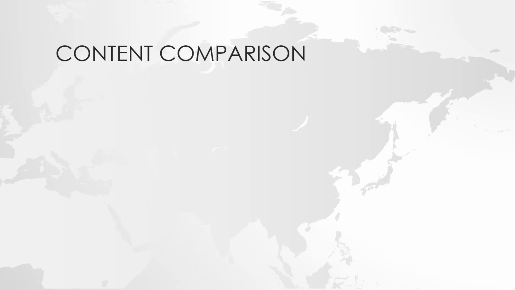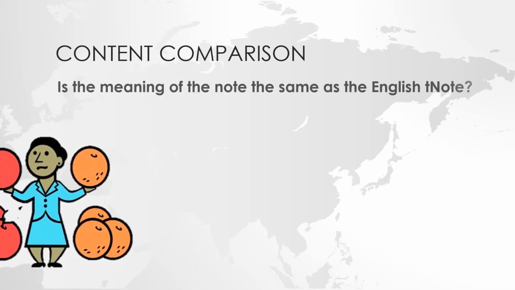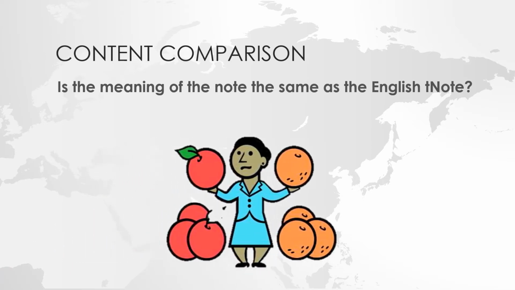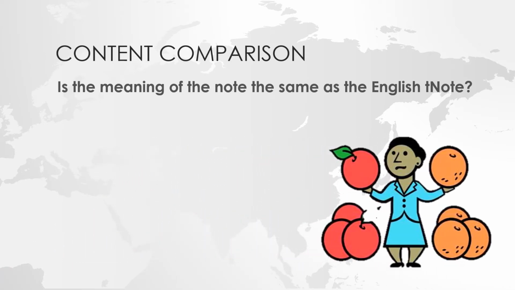Let's consider the first question. Is the meaning of the note the same as the English translation note? If the meaning is not the same, you should consider whether it accurately explains the gateway literal text. If it does not contain an accurate explanation, then correct the gateway translation note so that it does.